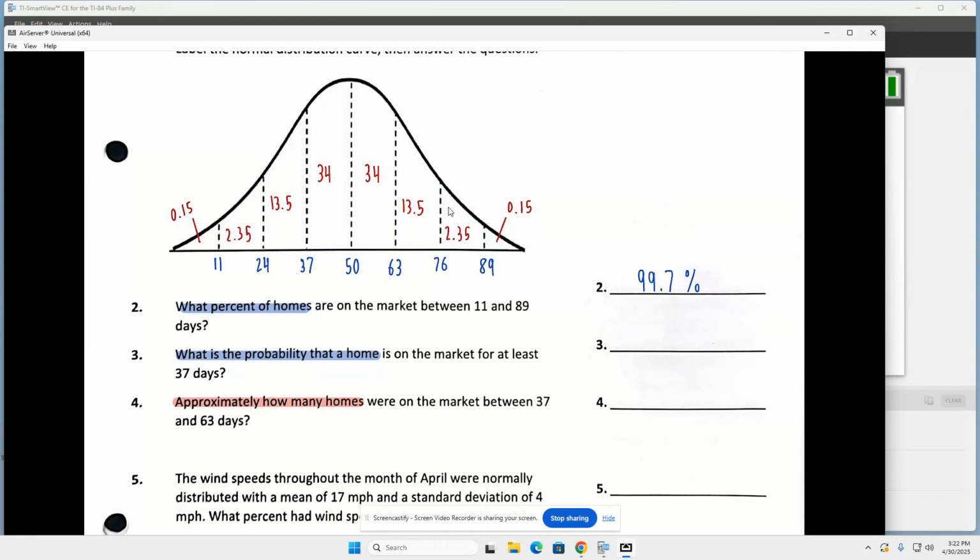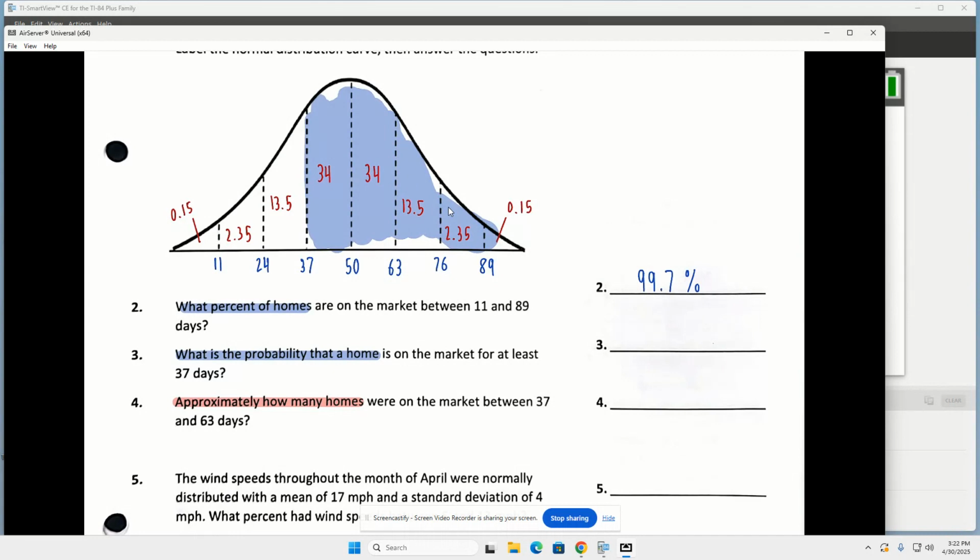All right, let's move to number 3, which asks the same question. What is the probability? That's just like saying, what's the percent? Okay? So what does it say? What is the probability that a home is on the market for at least 37 days? Now go find 37. At least means that is the least. That is the smallest amount. So this being the smallest amount means it includes everything that's above that.